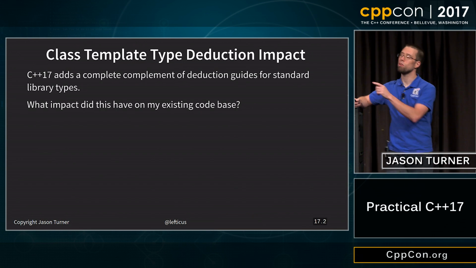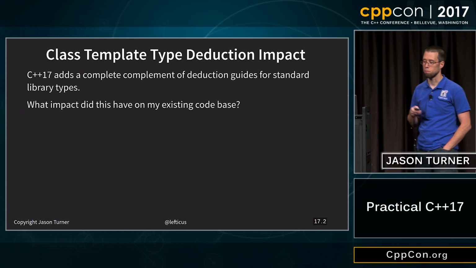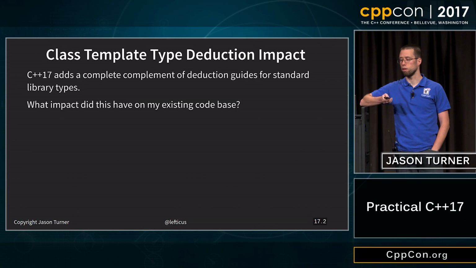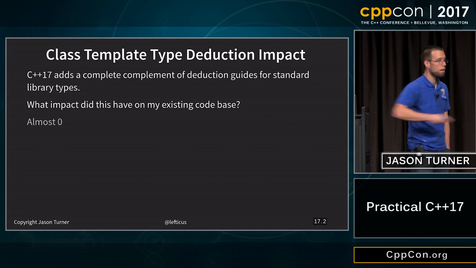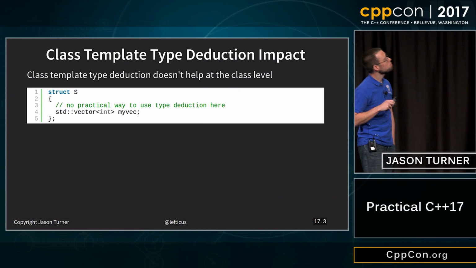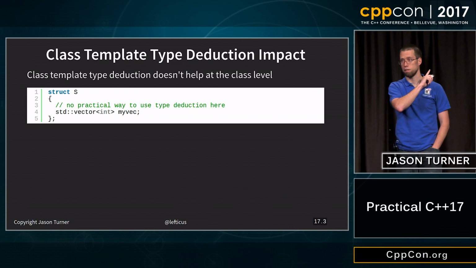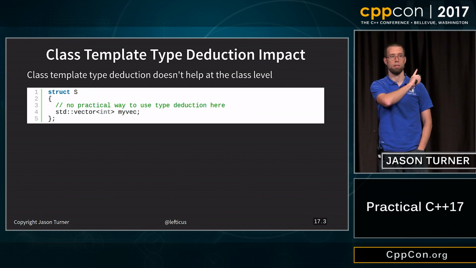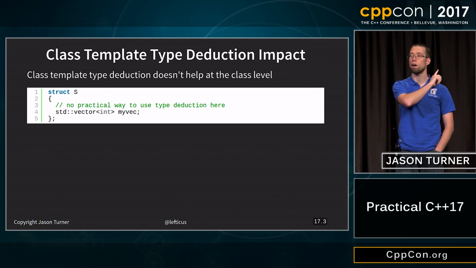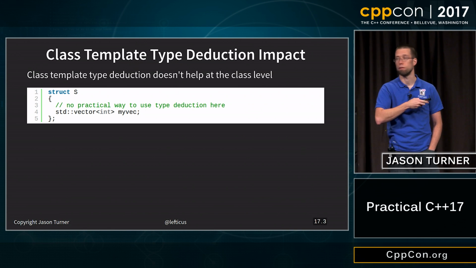Well, okay, we'll get there. And I just got my time card here saying I'm slightly running slower than I wanted to be. So I will say basically 0. And I will say why. At the class level or struct level where I'm declaring something that's a templated type, I can't use class template type deduction here. There's nothing to deduce on. So I must specify that it is a specific thing like a vector of int.